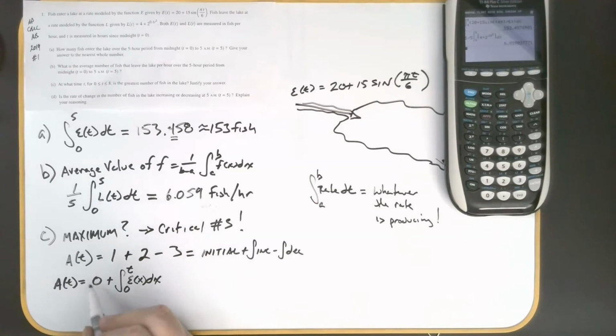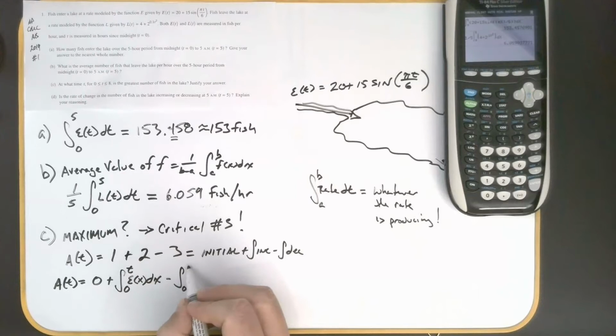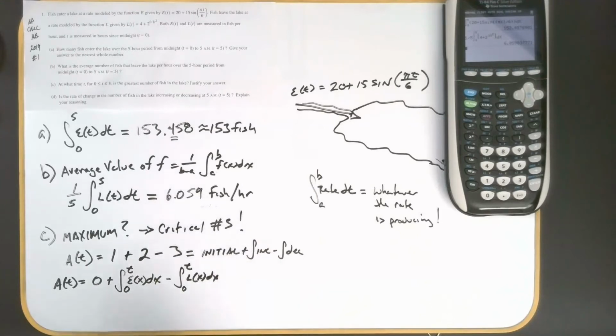You can't represent that the same. So there's my initial value plus my integral of the increasing amount, and I'm going to subtract the integral of our decreasing amount, and that was the L function. And I'm also going to change that variable to be x. So this is our function representing how many fish are in the lake at any one time. Now this is the function that we're going to have to take the derivative of and then get our critical numbers. Well, I'm just going to clean this up ever so slightly by just taking out the 0.